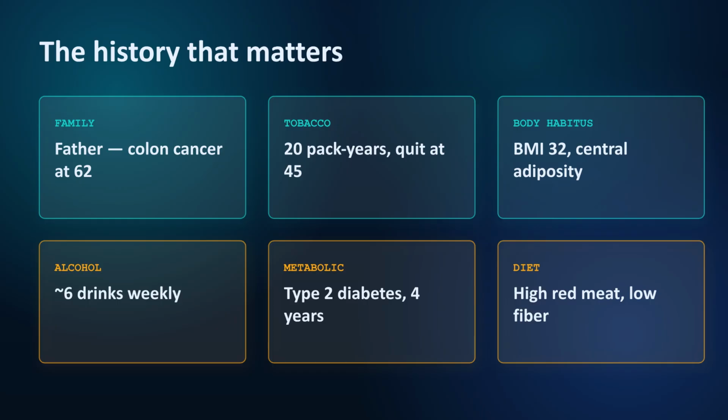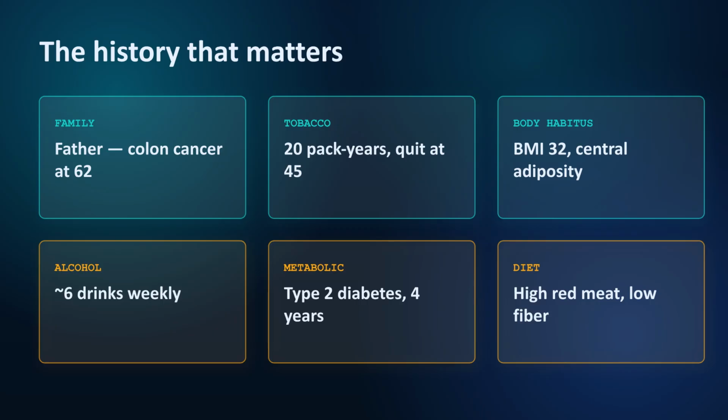Now the history that actually matters. His father was diagnosed with colon cancer at age 62, a first-degree relative. He smoked a pack a day for 20 years and quit at 45. His body mass index is 32, with most of the weight carried around the middle. He drinks about 6 beers a week. He was diagnosed with type 2 diabetes 4 years ago, and his diet is heavy in red meat and light on fiber. Every single one of those lines is a recognized risk factor for colonic polyps.